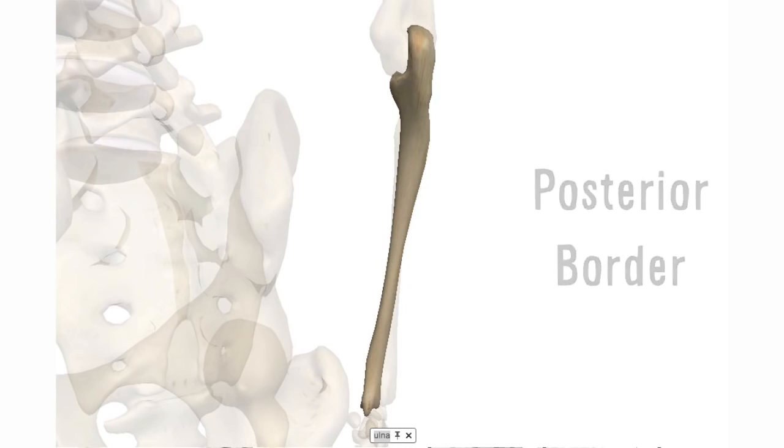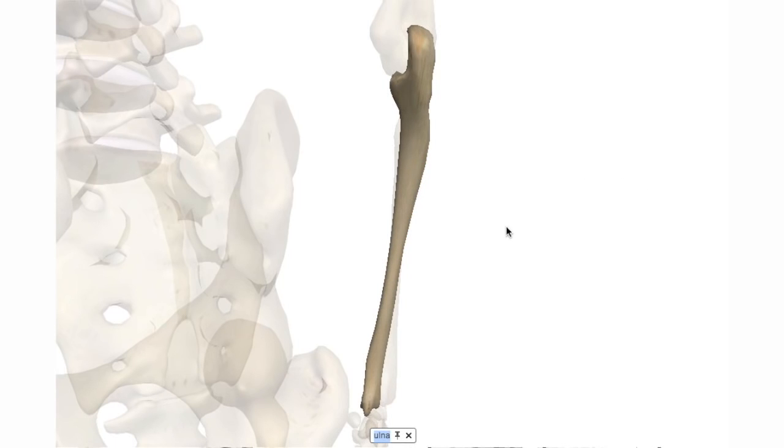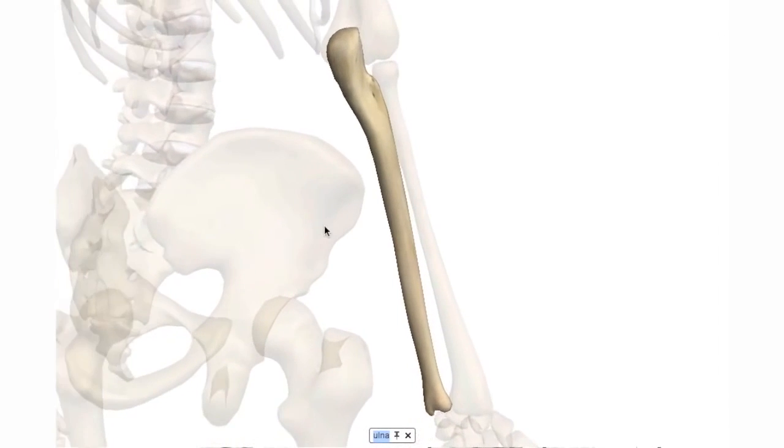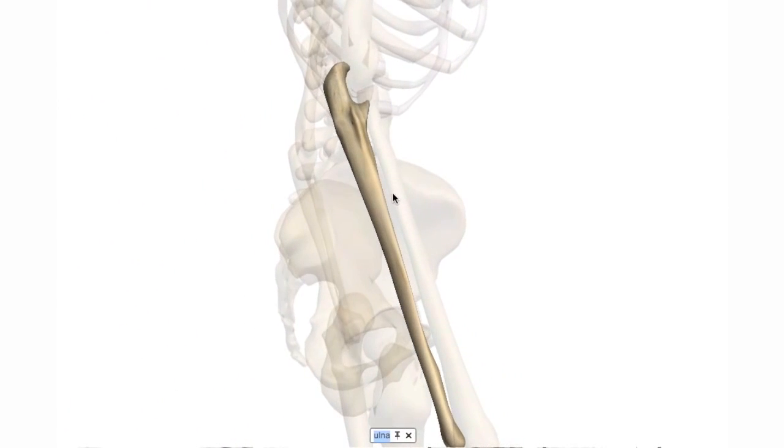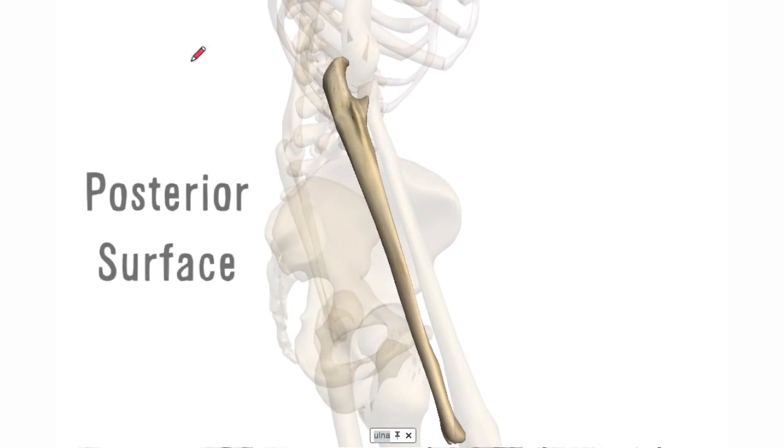And then let's rotate this bone again and find the last border that I just talked about, the posterior border, which should be, not the border, sorry, the posterior surface of the ulna. That should be here. So a little bit tricky, but just think about it: we rotated and found borders separating three main surfaces.